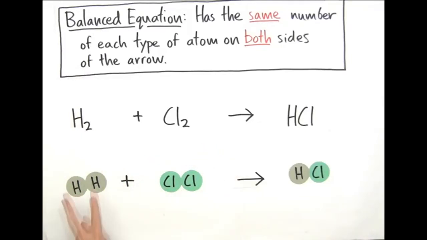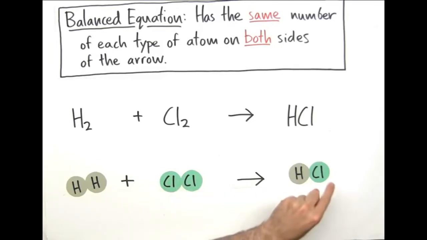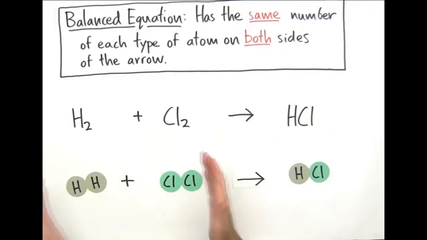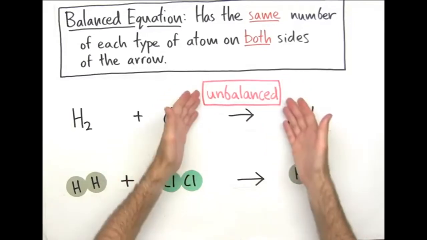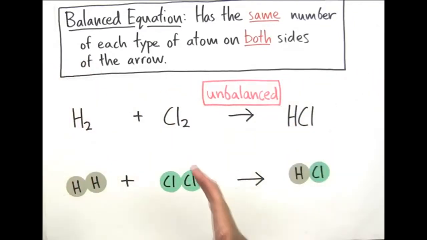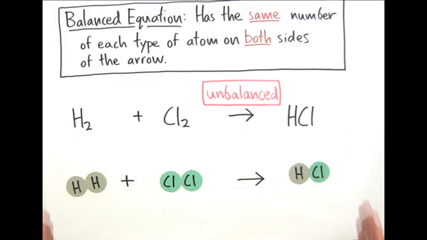On this side of the arrow, I have 2 hydrogen atoms. Over on this side, I only have 1. Over here, I have 2 chlorines, and over here, I only have 1. So this is not a balanced equation. We don't have the same number of each type of atom on both sides. This isn't a balanced equation, so we call it an unbalanced equation. Unbalanced is just a word for an equation that's not balanced. It has different numbers of 1 or more of the types of atoms on the 2 sides of the arrow. Okay, so this is currently an unbalanced equation.